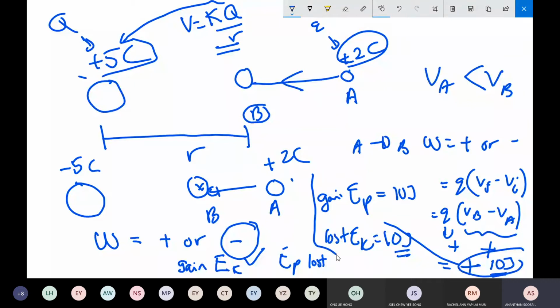Important, remember. If the question asks what is the potential energy or kinetic energy, you need to calculate the work done. You need to calculate Q changes in V so that we can find the potential energy. So potential gain means kinetic definitely lost. Okay, good. Let me ask you another question.